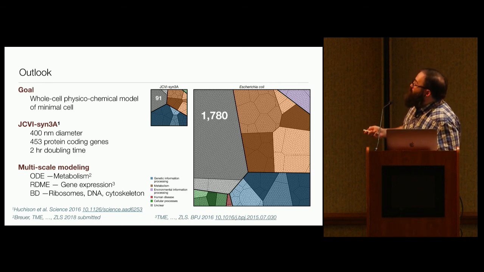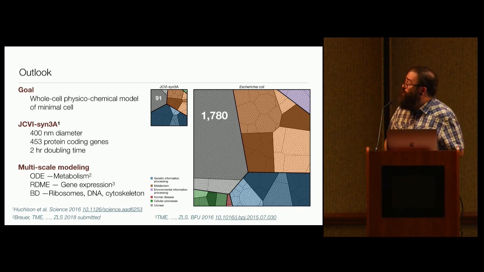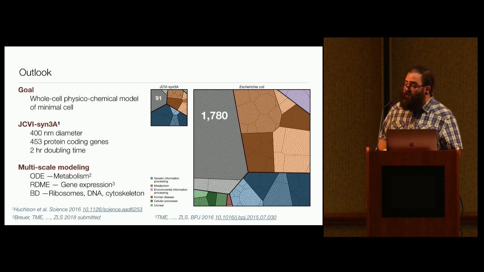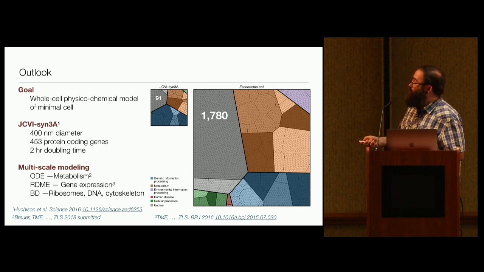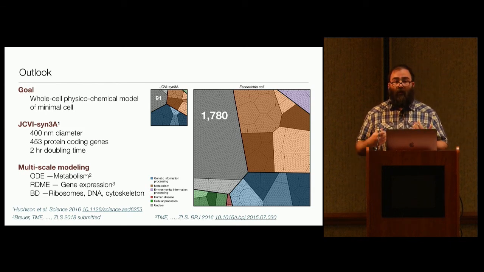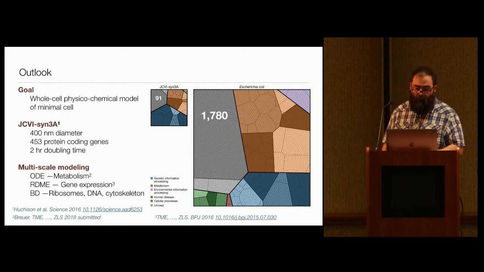Also, the size of the genome is tiny compared to E. coli. There's about more than 4,000 genes in E. coli. There's 450 in Syn3A. Because of this, I think it's reasonable that we could come up with a whole cell model of the minimal cell that covers the entire genome. And to get there, we have to use hybrid methods such as ODE modeling of metabolism, RDME for gene expression, and Brownian dynamics to model the larger objects such as ribosomes, DNA, and the cytoskeleton.